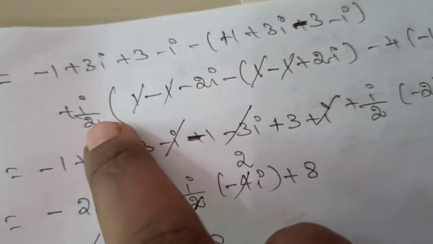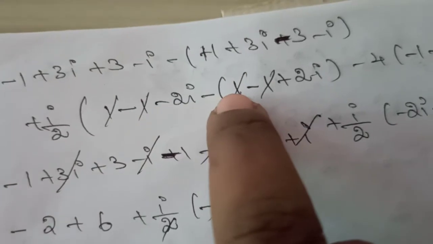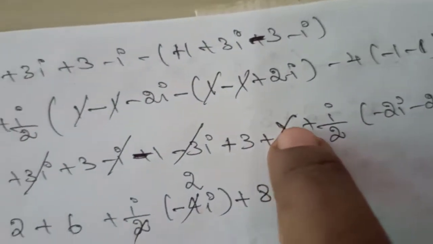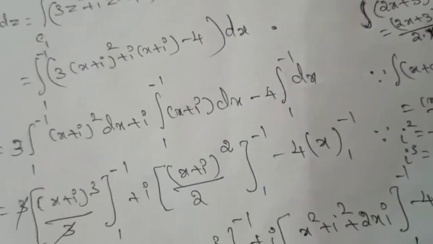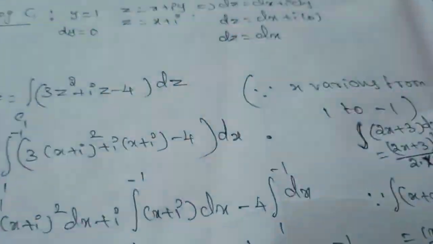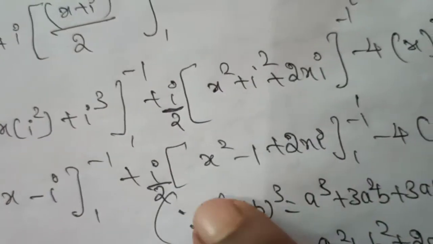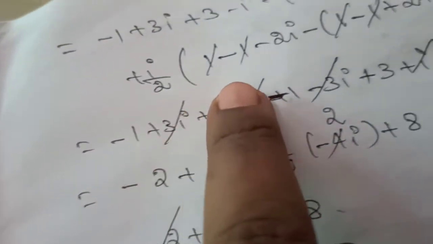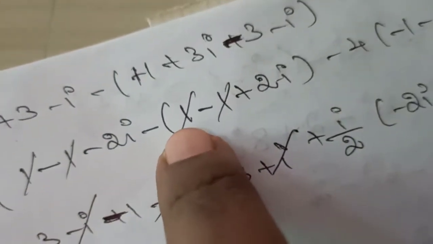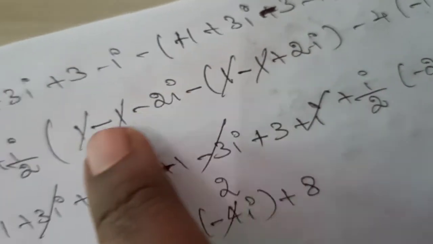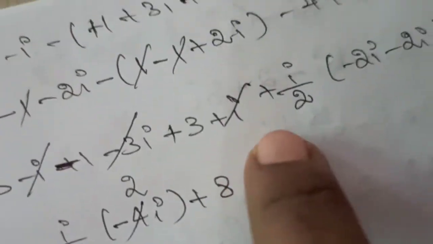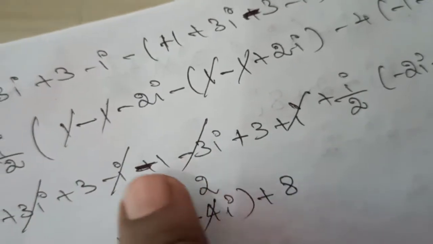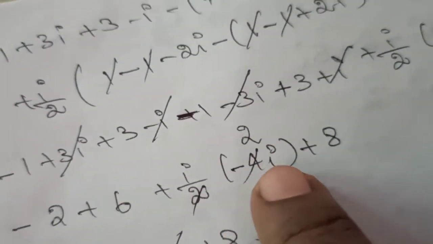Next you take the second term. Here plus 1 minus 1 cancels, plus 1 minus 1 cancels. The remaining value has i divided by 2, actually the x square divided by 2. So plus i divided by 2, and outside, plus i by 2 minus 2i minus, minus into plus becomes minus 2i. Minus 2i minus 2i becomes minus 4i. So i divided by 2 into minus 4i.